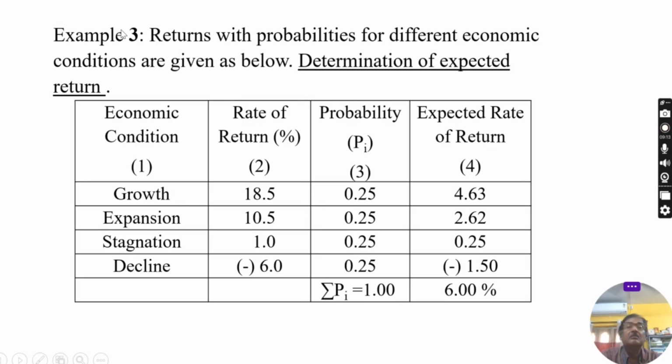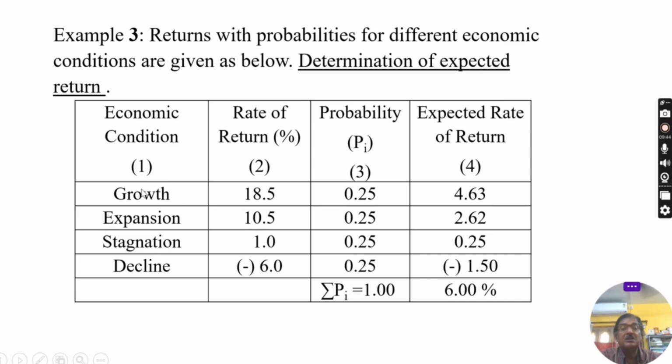Again we are discussing through an example how you will forecast the future return or expected return. Here is a problem. Suppose you are investing your money in any business or any project whose return depends on different economic conditions.